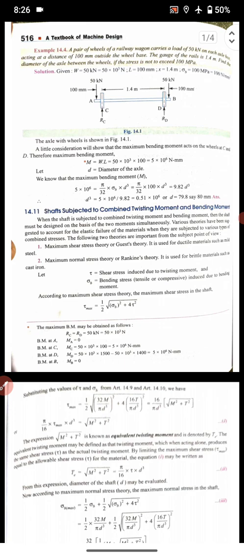Okay, so let's start with the question. I am giving you 30 seconds for reading the question and writing the given only. Then we will discuss the solution of the problem. Okay, so let's start reading.